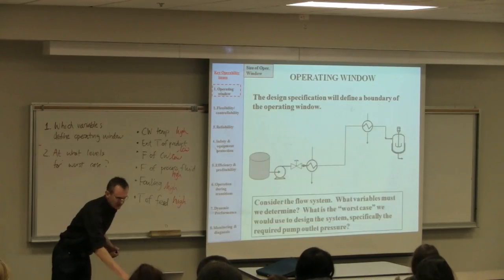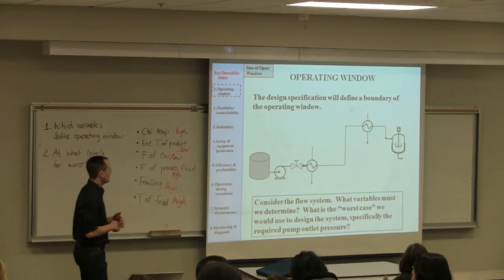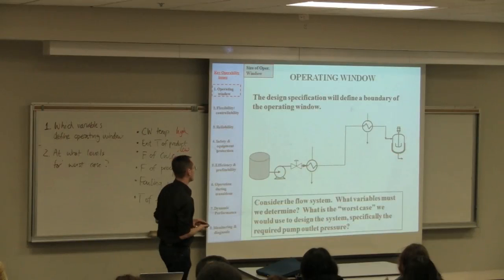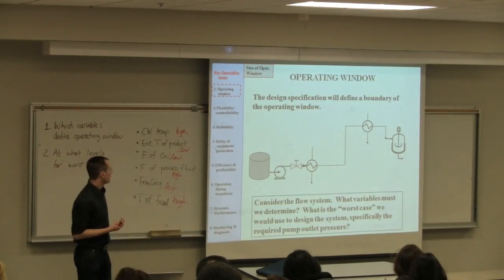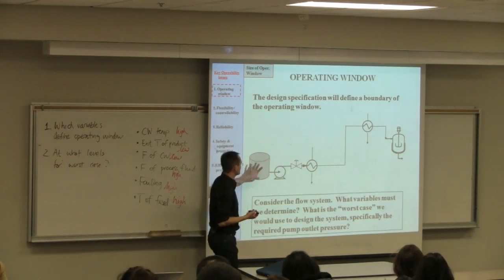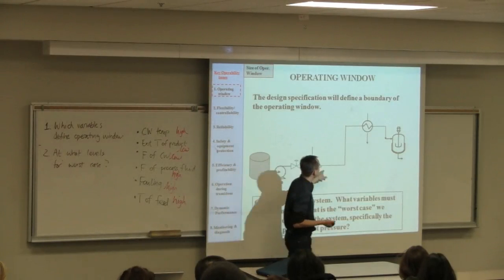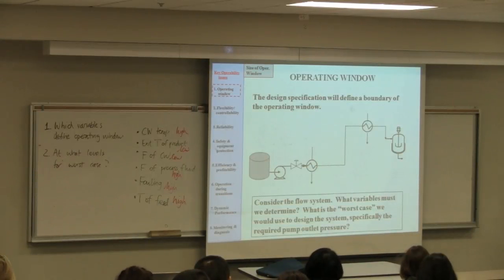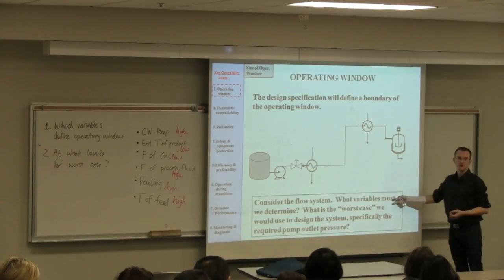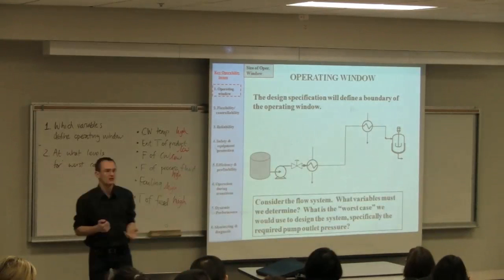Now, consider this case study. The design specification, consider the flow, I should say, of the system. What variables must we determine for the worst case in this particular system? So we're pumping fluid from a vessel. So here's my vessel, pumped by a centrifugal pump, flowed through a heat exchanger, and then quite a bit of tubing, another heat exchanger, and then into that reactor. What would be the variables to determine in the operating window? Again, what is the worst case? So essentially, there's another case study for you to work through. Give it a minute or two and talk with the person around you.